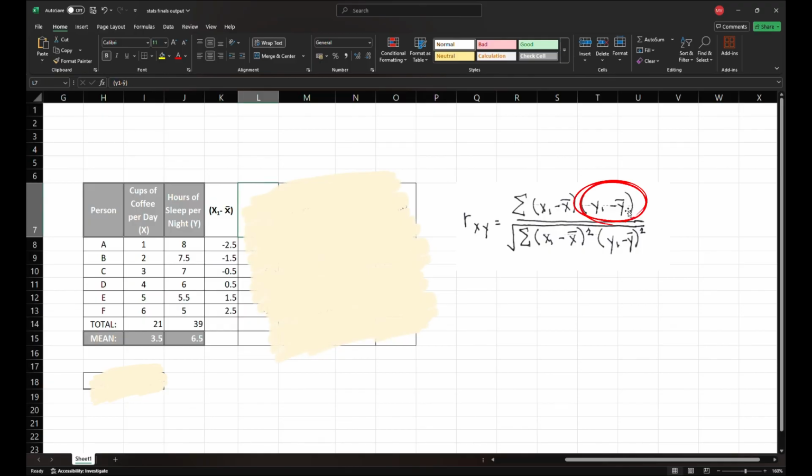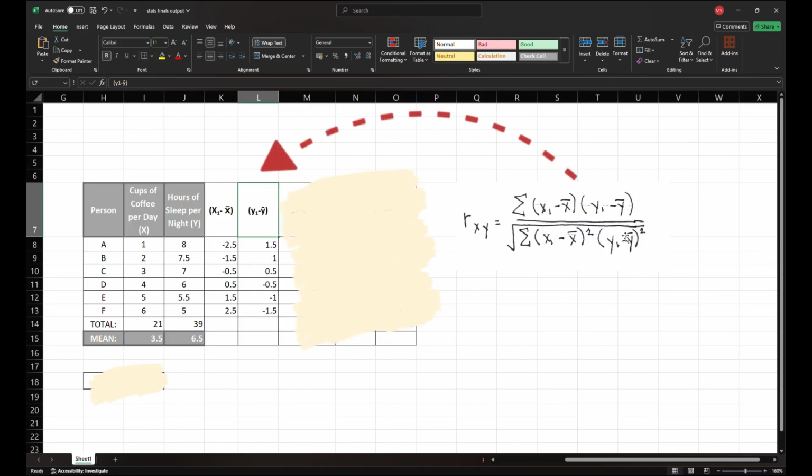It also says here we have to look for the y sub 1 minus mean of y. We already have the mean of y, which is 6.5. Now let's subtract. 8 minus 6.5 is equals to 1.5. 7.5 minus 6.5 is equals to 1. 7 minus 6.5 is equals to 0.5, and so on.